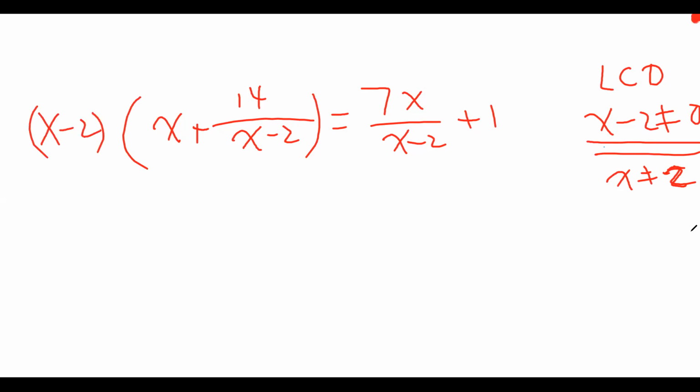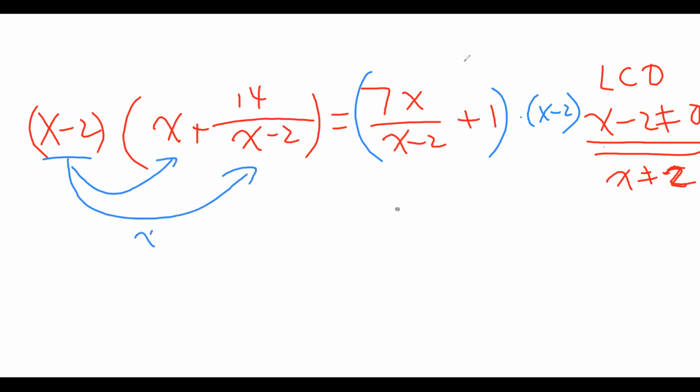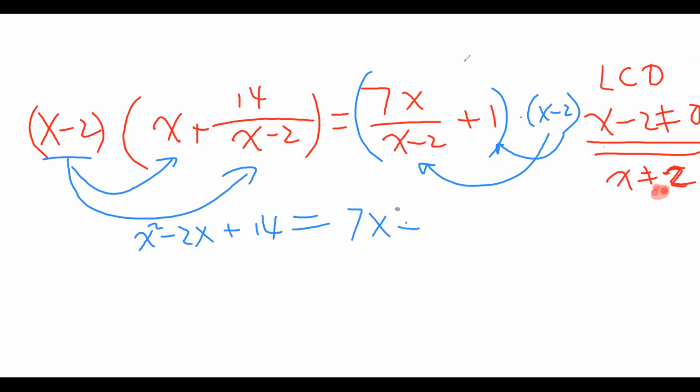And let me use a different color, right? Both times x minus 2. All right, after distributing inside, we need to multiply here and here. So it's x squared minus 2x plus 14, right? For the right part, distributed inside it would become 7x plus x minus 2, right? Okay, so now combine like terms.